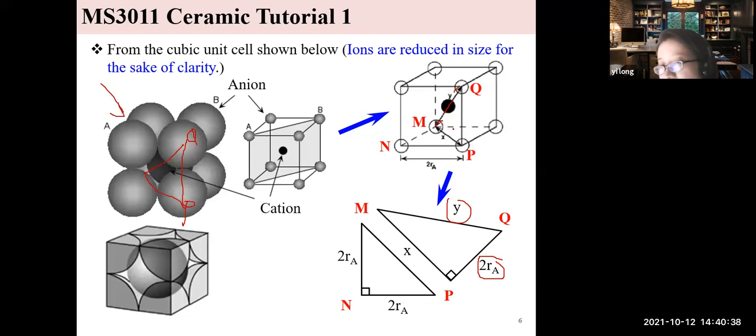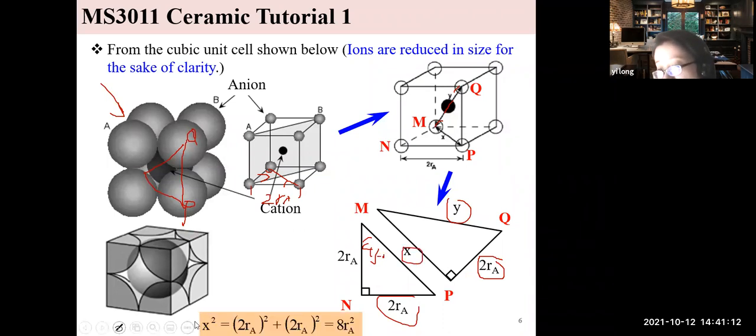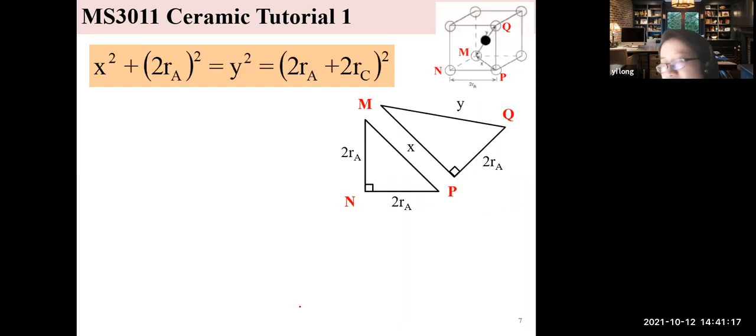Then the only tricky thing is MP. So MP is this one, and it's actually also pretty straightforward, right? Because this is another right angle here, and obviously this one is 45 degrees. You already know this side is supposed to be 2 RA because they have to be in contact. So that's why we have 2 RA here, then you have a 45 degree angle here, so this X is very easy to get. So X squared equals 2 RA squared plus 2 RA squared, which equals 8 RA squared. It's very straightforward, simple geometry.